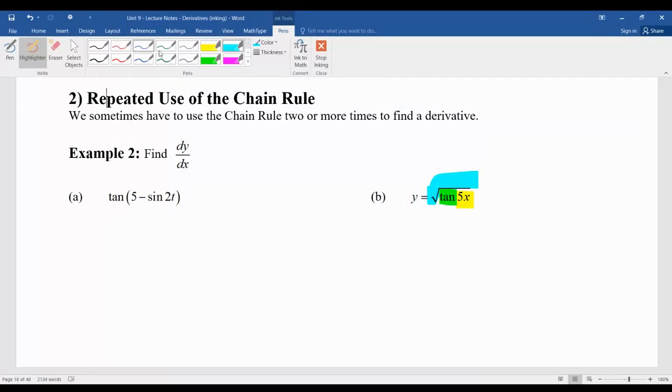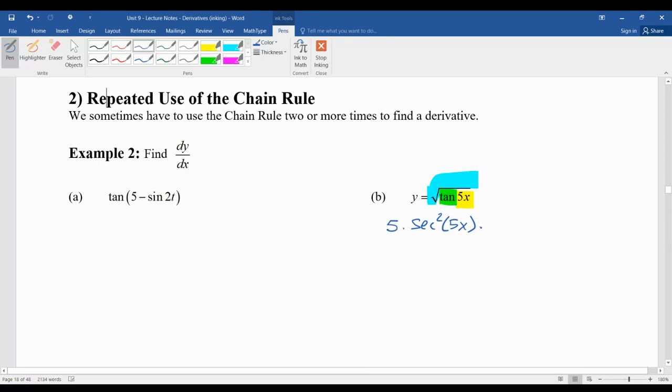The most inner or inside function will be 5x. So the derivative of 5x is 5. We're done with that. The second one is the derivative of tangent. What is the derivative of tangent? The derivative of tangent is secant squared. Of course, you need to carry the 5x.